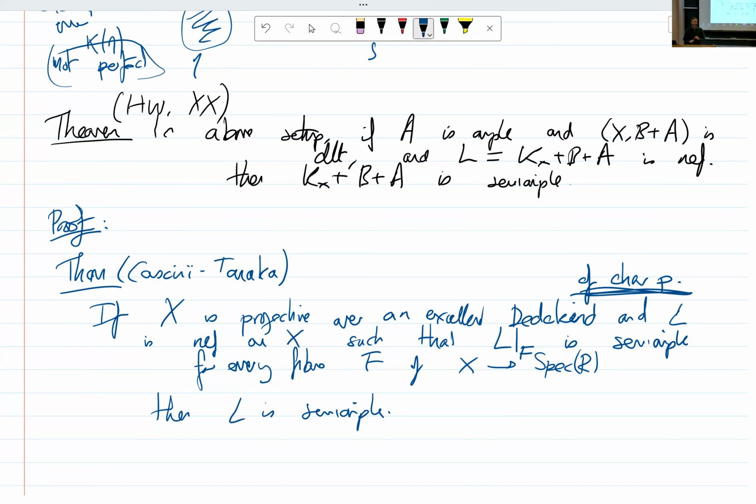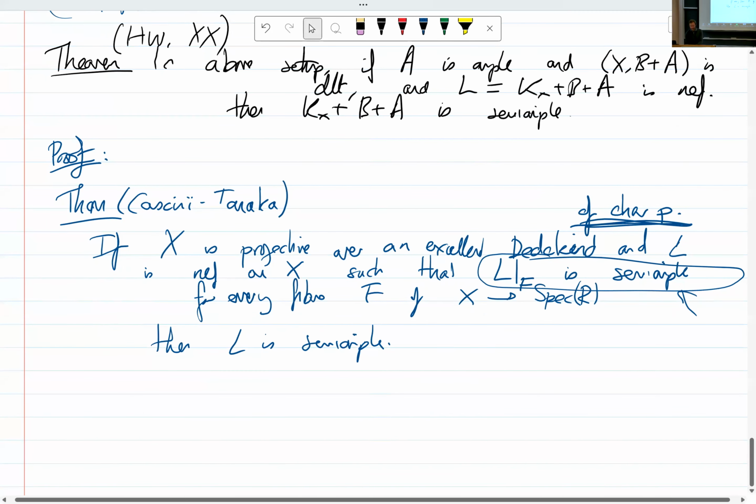Okay, so what this is saying is you have a family, you have a line bundle, and it's enough to check the semi-ampleness by restricting to every fiber and then checking the semi-ampleness. And this is kind of special to positive characteristic. You can't do this in characteristic 0, it's not true. So this is a special positive characteristic thing, but here we can do that.